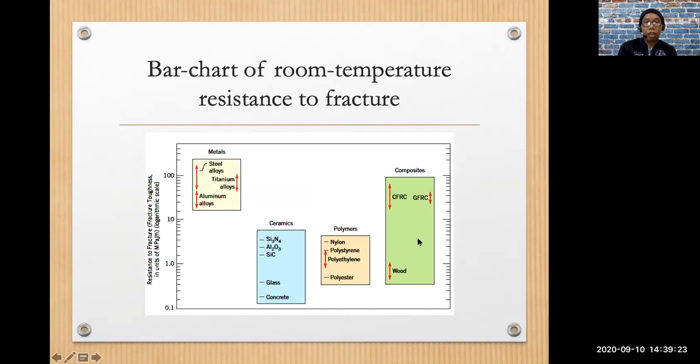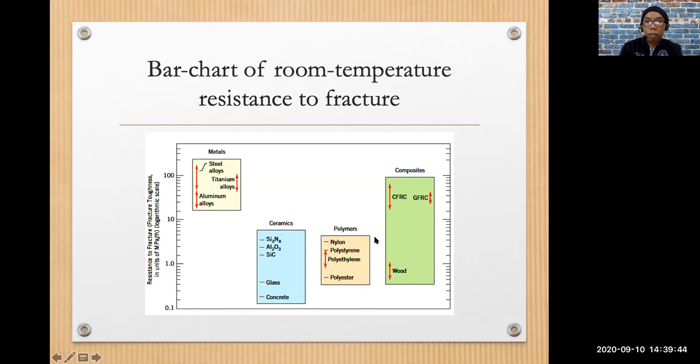And we also have here the bar chart of room temperature resistance to fracture, or the toughness. And sa seat work niyo mamaya, we'll encounter siguro itong mga terms na to. Okay, kayang-kaya niyo namang sagutan yung ating seat work.